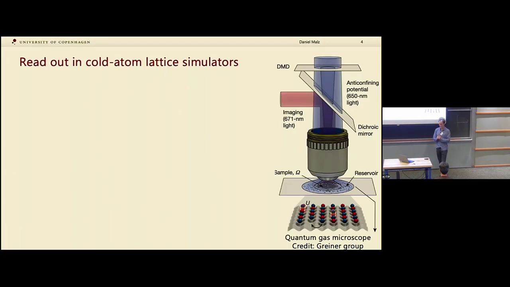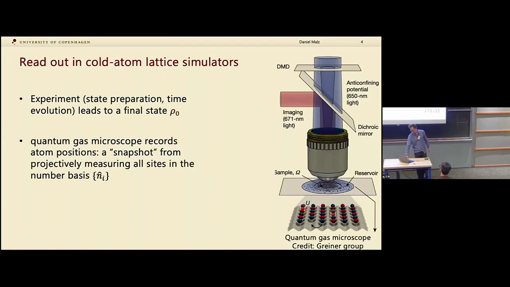It works with some very advanced lenses and some imaging technology. But for a theorist, you can think about it like this: after you've done your experiment, your state preparation, you loaded your atoms, you've run some time evolution, you end up in the final state, rho 0. Then the quantum gas microscope records quite literally a snapshot of the atoms. It projectively measures all of the atoms in the number basis, and it gives you essentially a bit string of whether each site is occupied or not.